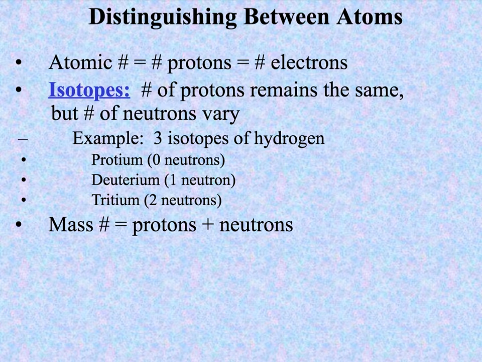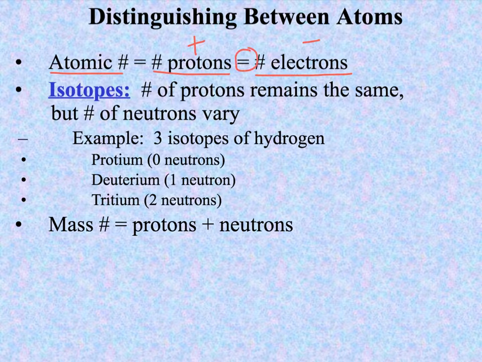Your atoms are going to be neutral. There's no charge on your atoms. Since the atomic number tells us the number of protons, that will also tell us the number of electrons. Remember, protons are positive, electrons are negative. Since the atom is neutral, the positive and negative charges will be the same.